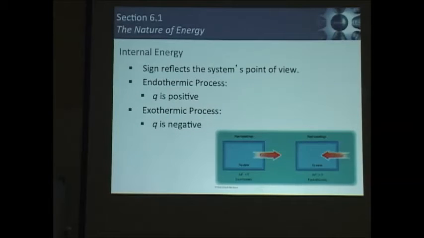So for internal energy, the sign reflects the system's point of view. In an endothermic process, Q is positive, as I mentioned in the example of the combustion process and in the example we've already discussed, the melting of ice. In an exothermic process, Q is negative. So if the internal energy change is negative, that means the energy is gained by the surroundings but lost by the system. You see the direction. If the internal energy change is positive, the energy is gained or absorbed by the system but lost from the surroundings.